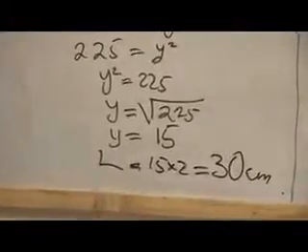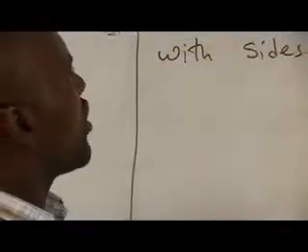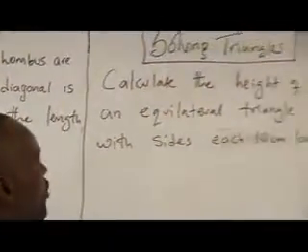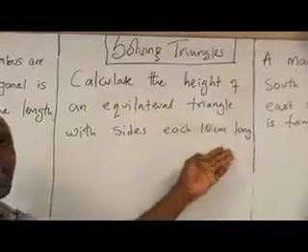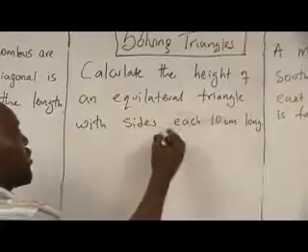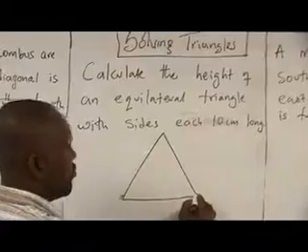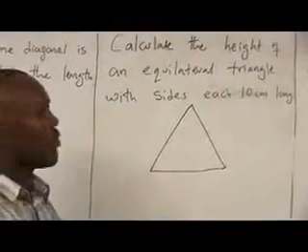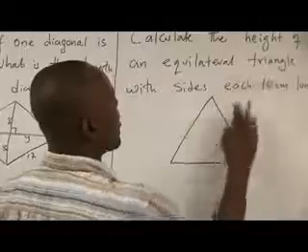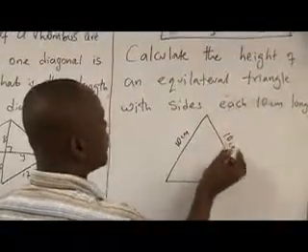Wonderful application of Pythagoras theorem. Next, we look at another example. Here in an equilateral triangle. Calculate the height of an equilateral triangle with sides each 10 centimeters long. Equilateral triangle is what? A triangle with all sides equal. All sides equal. And we are told that the sides are what? 10 centimeters each.